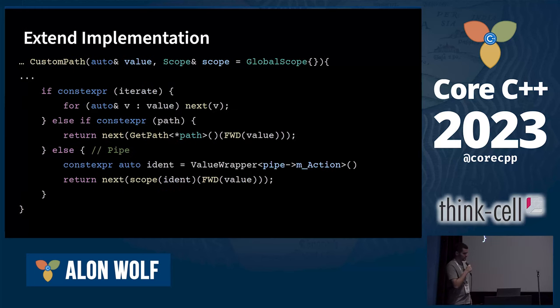Now we need to extend our implementation function. Instead of getPath, we have customPath. And if we need to perform an iteration, we perform a range-based for loop. If we have a path and we want to get a nested data member, then we can call the getPath function, which we used before. And in the implementation of the pipe, we get the identifier inside the pipe struct, and we use the scope lambda to get the actual functions that we need to call.